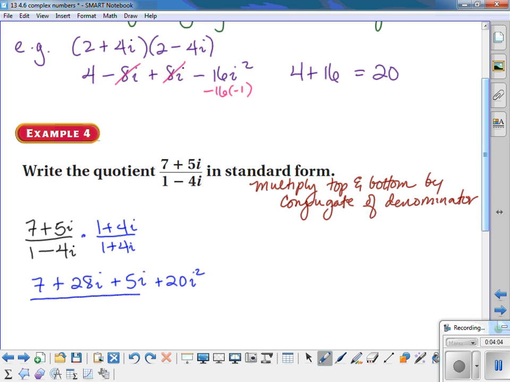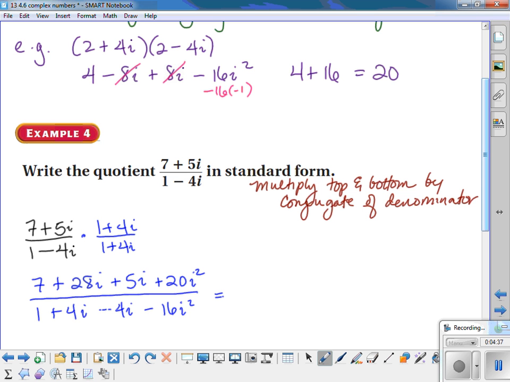So you got rid of the bottom and then you just kind of distributed? I've only taken care of the top right now. I haven't done the bottom yet. But yes, I'm just distributing. I'm just doing FOIL or however you want to call it. Okay? I just FOILed the top. Now I'm going to do the same thing to the bottom. So 1 times 1 is 1. 1 times 4i is a positive 4i. Negative 4i times 1 is a negative 4i. And negative 4i times positive 4i is negative 16i squared.